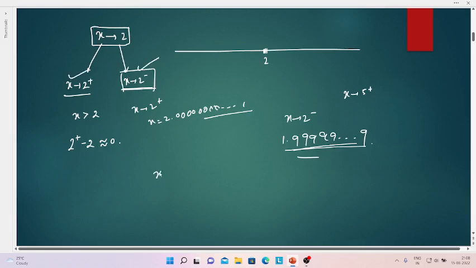So generally we are just taking x tends to a, where a is a particular point or a real number. There are two possibilities: one is x tends to a plus and another is x tends to a minus. x tends to a plus means a value which is very close to a, but slightly greater than a. Similarly, x tends to a minus means it is very close to a, but slightly less than a. So that is the basic fundamental thing of x tends to a.